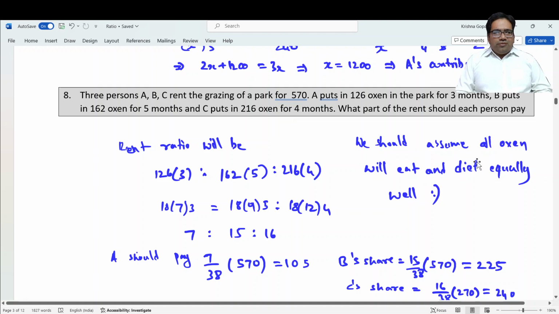What should we assume? We should assume that all of these oxen eat equally well, or diet equally well. That is the assumption. Because if A's oxen are bigger ones and they eat more, or B's are smaller ones and they eat less, then that will lead to a lot of quarrel between these people. So we need to assume this. Okay.